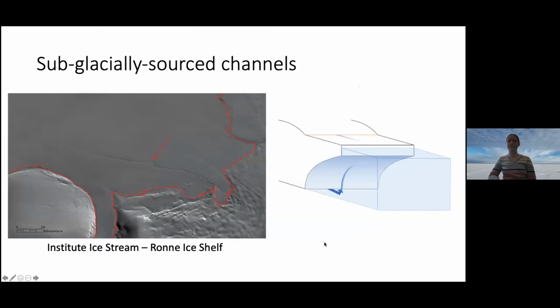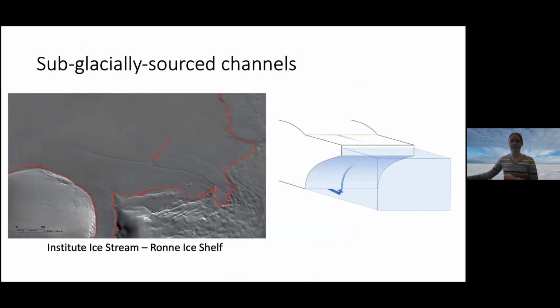So this is on the Ronne ice shelf. And again, same thing here. The bumpy stuff is grounded ice, the smoother stuff is floating ice, and the red there is the MOA grounding line. And you can see that there's a basal channel here that forms right at the grounding line, and it peters out as it moves towards the ice edge. The ice edge is somewhere off the left of this image. And this is what we call subglacially sourced channels.